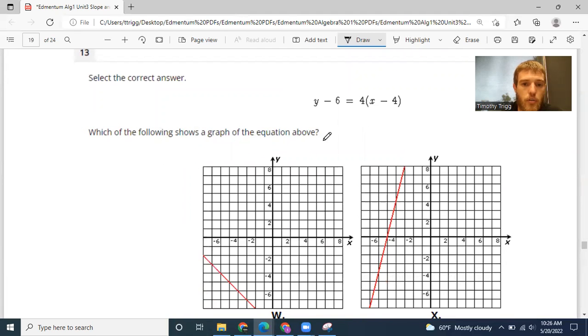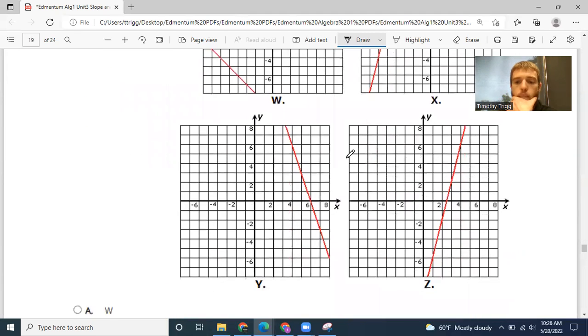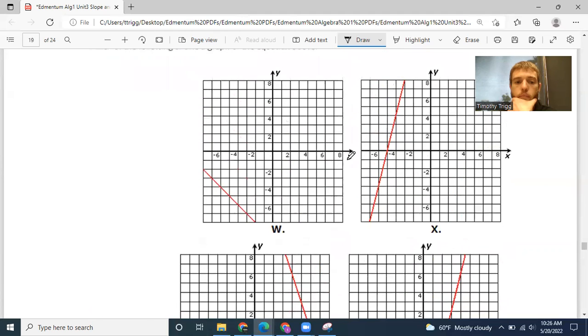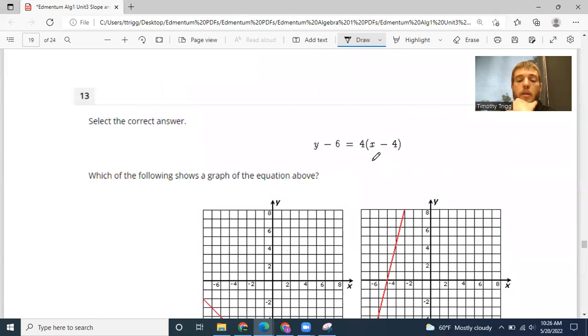Which of the following shows a graph of this equation? Okay. Well, this one is in point slope form. So the slope here is whatever's next to this parentheses. So in our case, our slope is 4, and it has to go through the point. Using the point slope form, I know it must go through the point (4, 6). So which graph goes through (4, 6) and also has this slope?